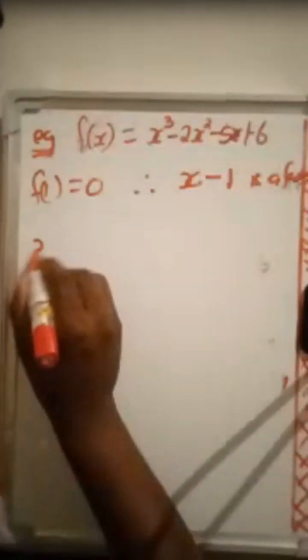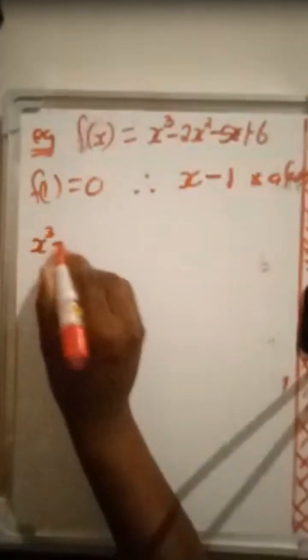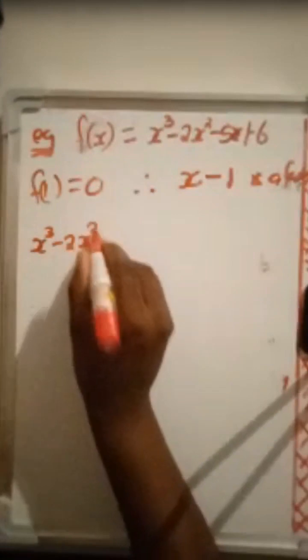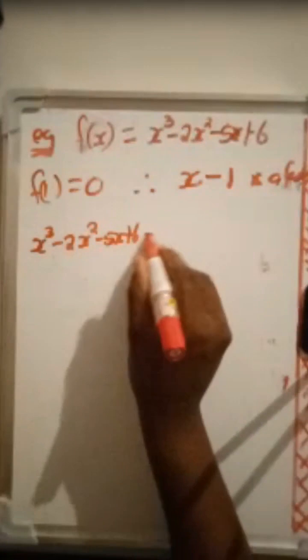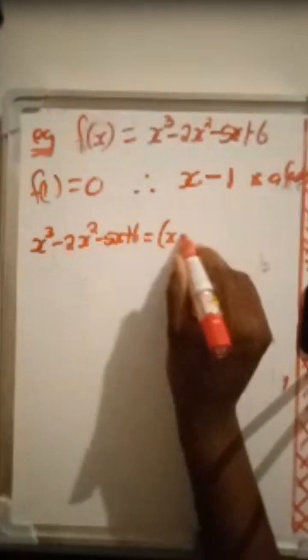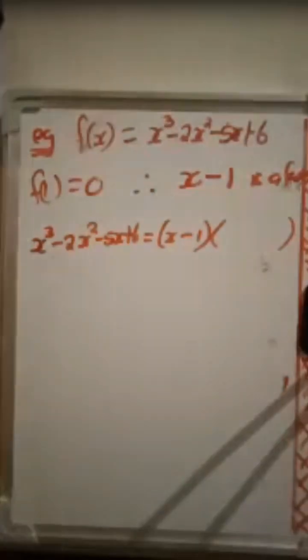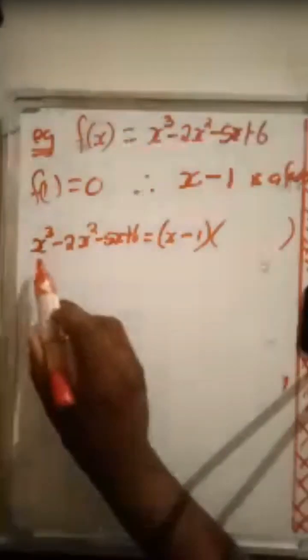So since now x minus 1 is a factor, we have to use that in order to solve. So we are going to say x cubed minus 2x squared minus 5x plus 6 is equal to the first factor we have, which is x minus 1. Now we need to find the second factor. So how do we find the second factor? In order to find the second factor, divide x cubed by x.